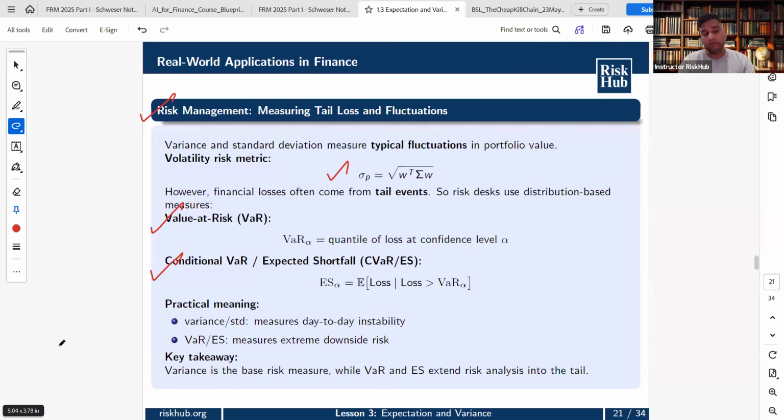Why do regulators love expected shortfall? Because after the 2008 crisis, regulators realized VaR ignores disaster severity. Basel III and FRTB, the Fundamental Review of the Trading Book, increasingly emphasize expected shortfall rather than VaR. The quant insight here: why is expected shortfall considered a coherent risk measure while VaR is not? The answer is that expected shortfall satisfies sub-additivity. VaR does not always. This is the favorite FRM question we have, right?